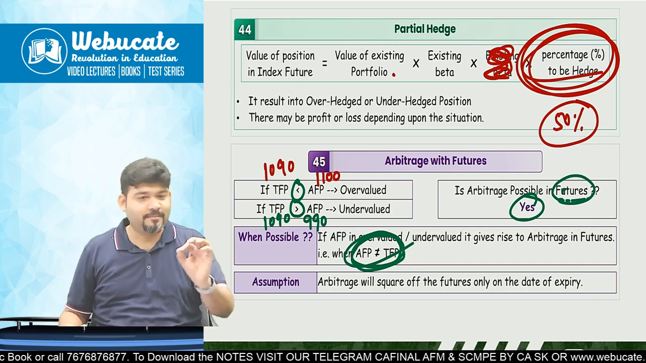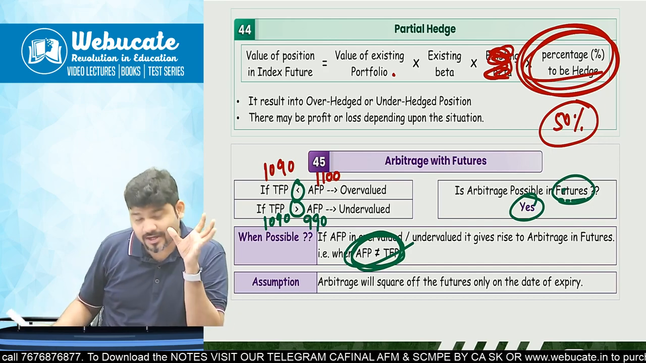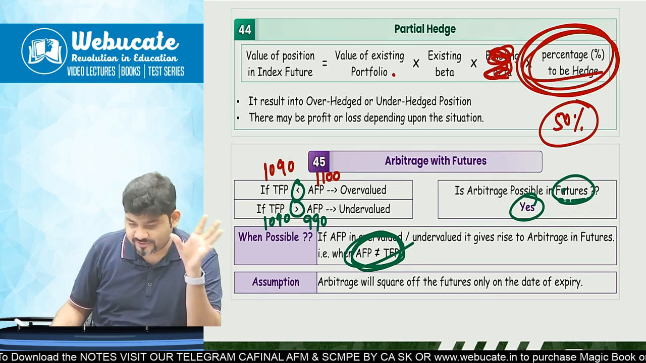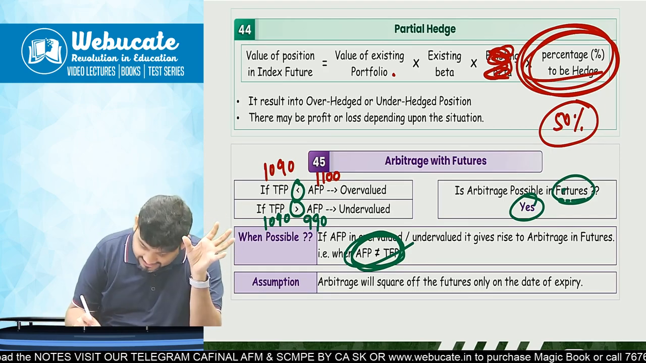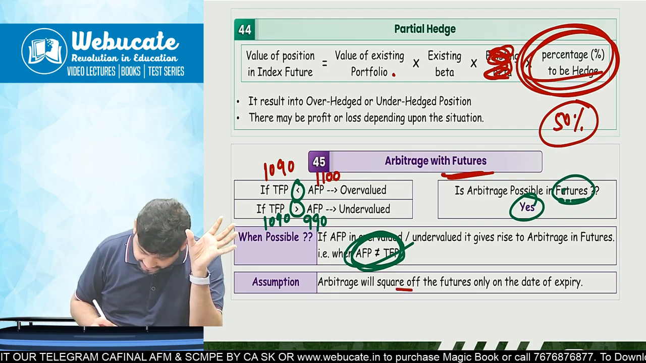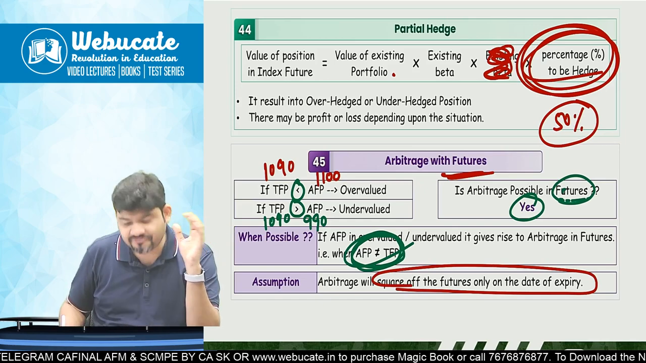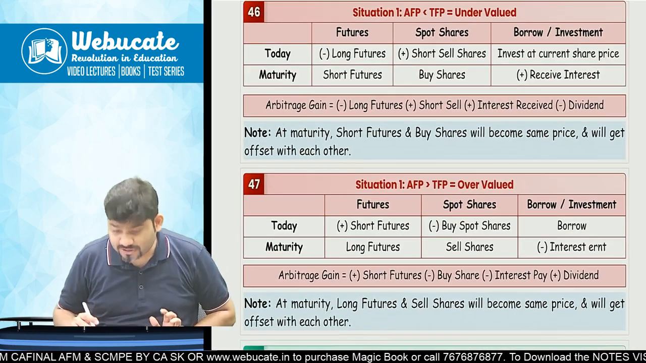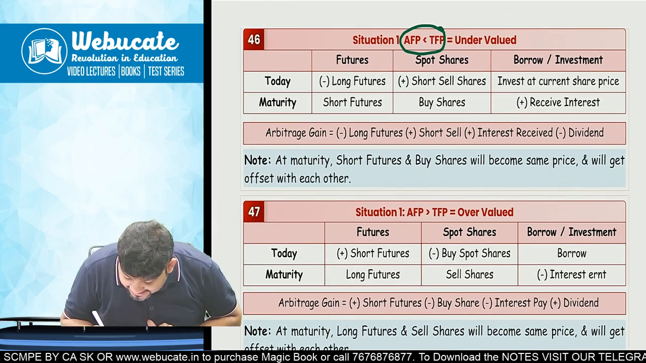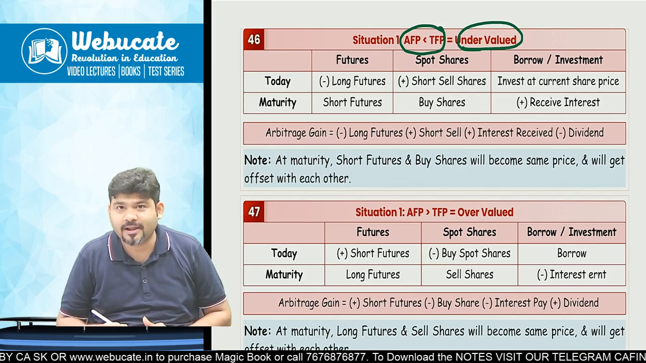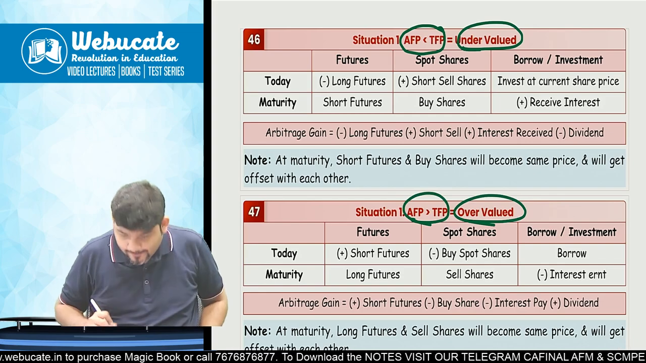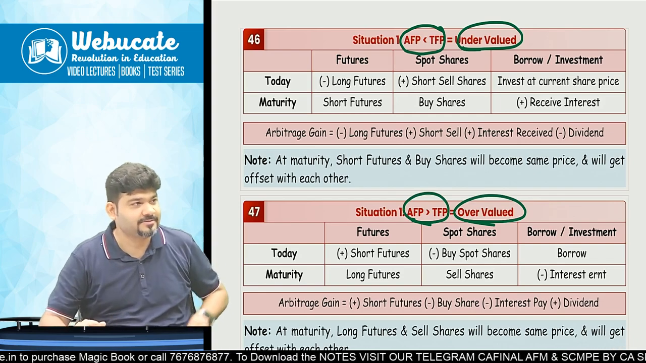So arbitrage is profit from market imperfection. When your actual future price is not equal to the theoretical future price, there is a huge scope for arbitrage. Arbitrage will square off the futures only on the date of expiry. Now we will see there are two situations possible in arbitrage. One, if AFP is less than TFP, it is an undervalued situation. And if AFP is greater than TFP, it is an overvalued situation.